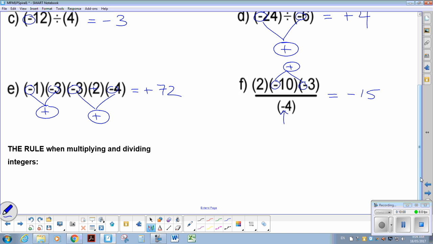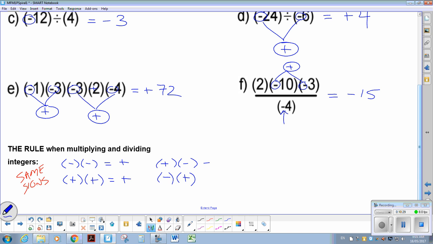So the rule when multiplying and dividing integers is fairly straightforward. If we are multiplying two negatives together, the result is a positive. If we're multiplying two positives together, we end up with a positive. So in the case where we have same signs, it'll be a positive number. If we have a positive and a negative, or a negative and a positive, we end up with the opposite.